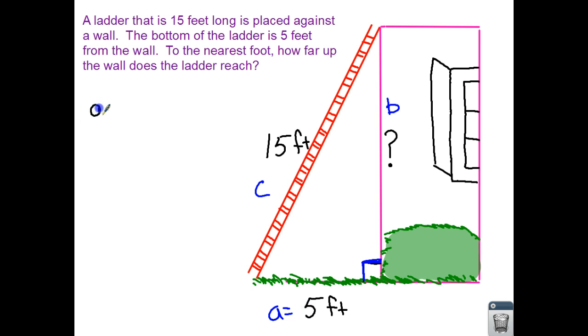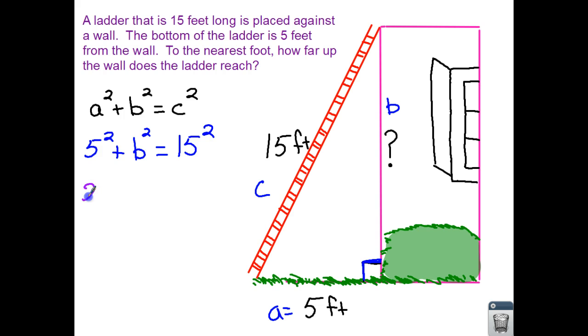All right, so now we use our theorem. The theorem states A squared plus B squared is equal to C squared. And let's substitute in our numbers and solve. All right, so A is 5 feet, and we square it. B is missing, and C is known as 15 feet, and we square it. 5 squared is 25. Missing variable. 15 squared is 225.